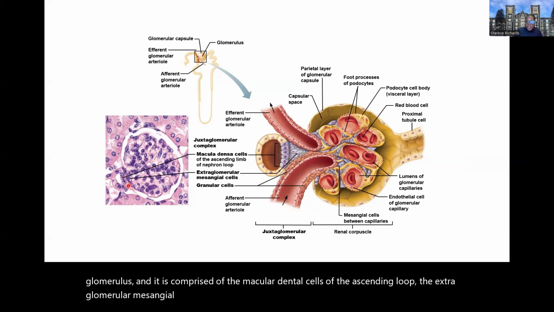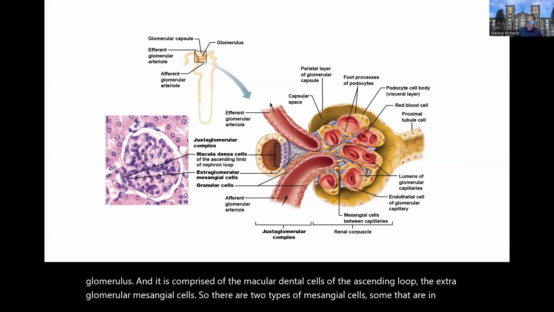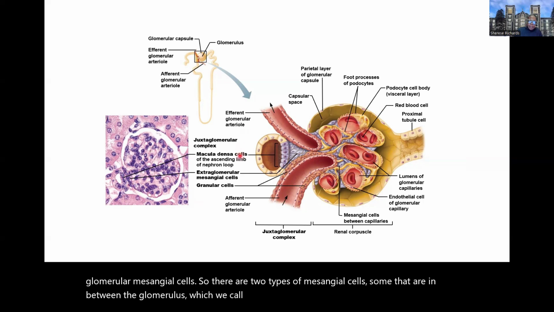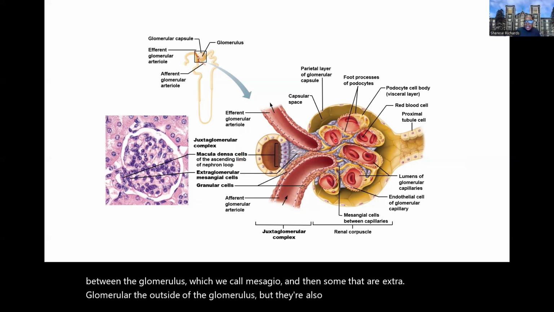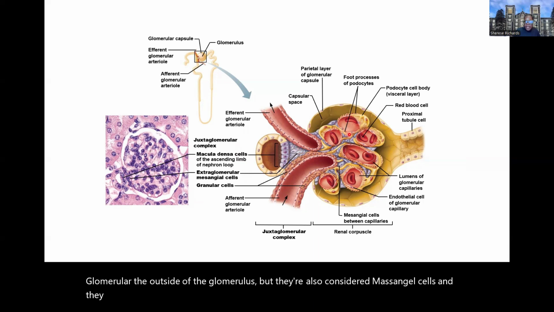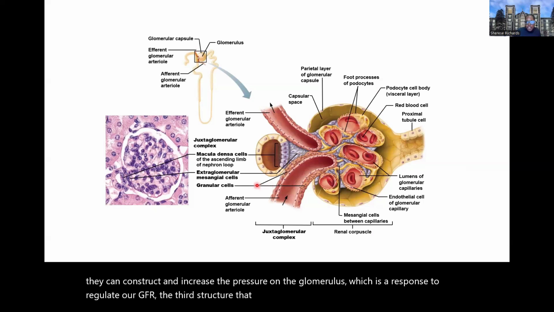There are two types of mesangial cells. Some are in between the glomerulus, which we call mesangial, and some are extraglomerular. They're outside of the glomerulus, but they're also considered mesangial cells, and they can constrict and increase the pressure on the glomerulus, which is a response to regulate our GFR. The third structure forming our JG complex is the granular cells of the afferent arteriole.